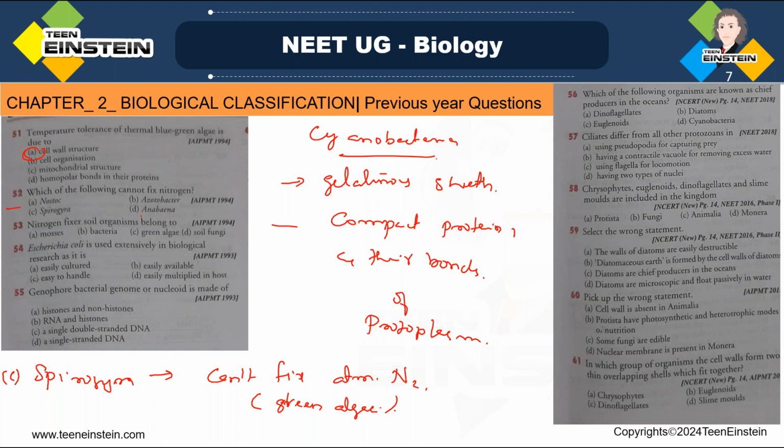So here only Nostoc, Anabaena and Azotobacter can. Nostoc and Anabaena both are blue-green algae. And Azotobacter is a bacterium that also can fix atmospheric nitrogen. And Nostoc and Anabaena are already cyanobacteria or blue-green algae. They can fix atmospheric nitrogen. Here the one and only option which cannot fix atmospheric nitrogen is Spirogyra. Clear?